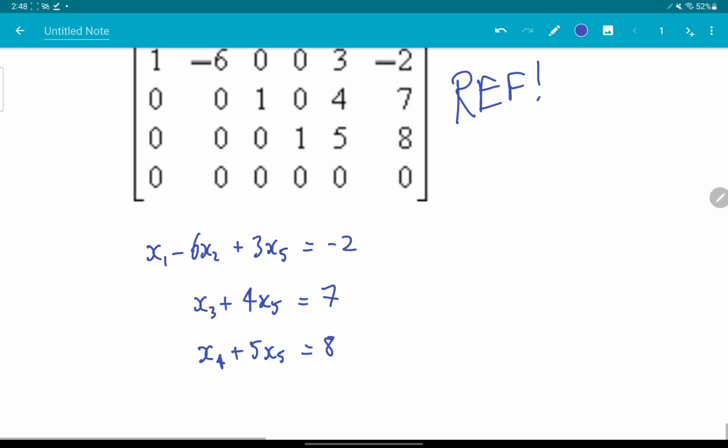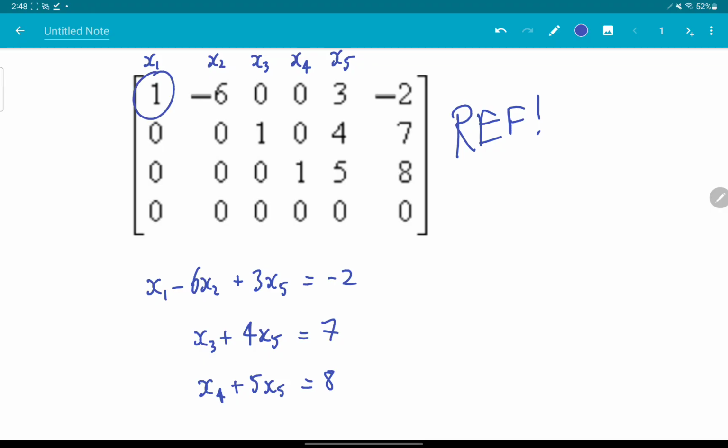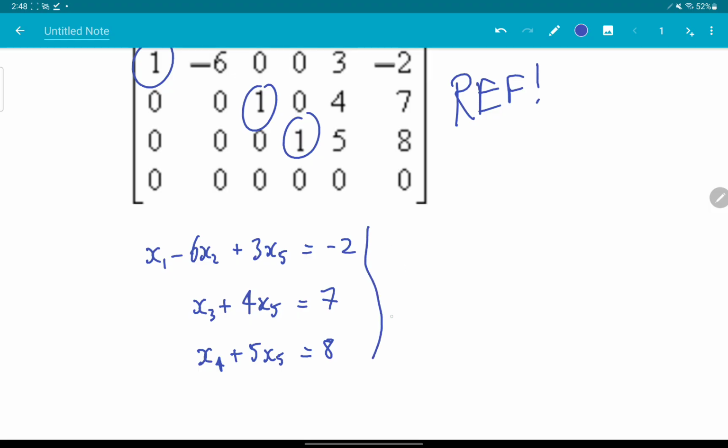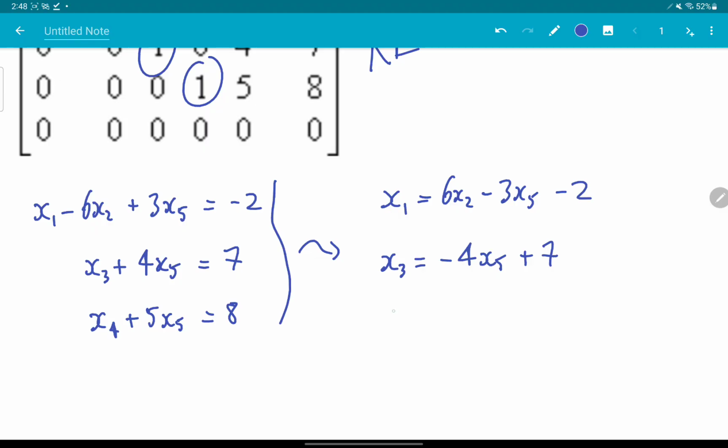All right. So now my process is to solve for my basic variables. These are the variables that have corresponding leading entries. So x1, x3, x4. So I solve for those three. I get x1 is 6x2 minus 3x5 minus 2. x3 is minus 4x5 plus 7. x4 is minus 5x5 plus 8.